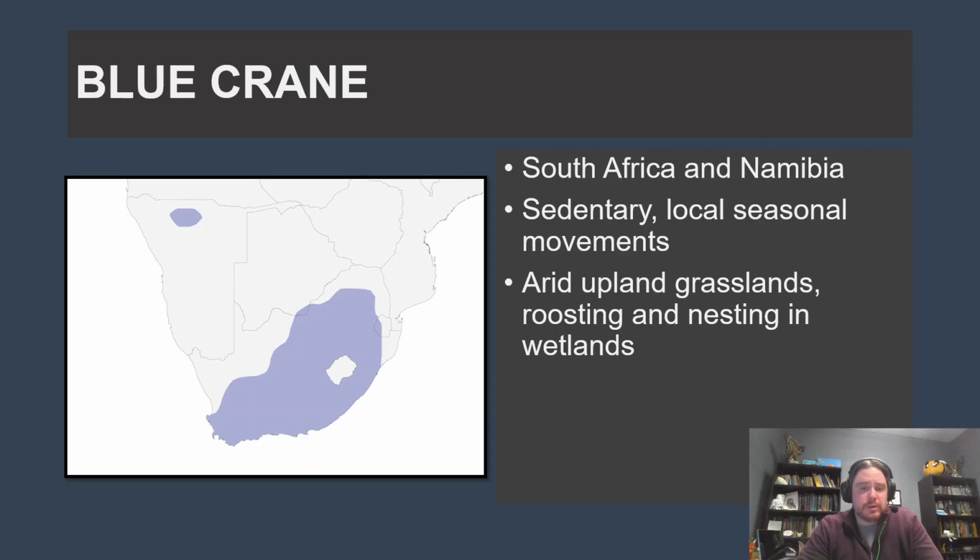They are sedentary. They have local seasonal movements like many birds do, but they don't migrate. And they are primarily found in arid upland grasslands, though they do roost and nest in wetlands.